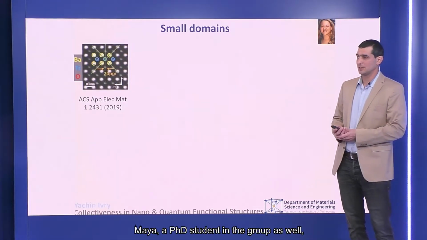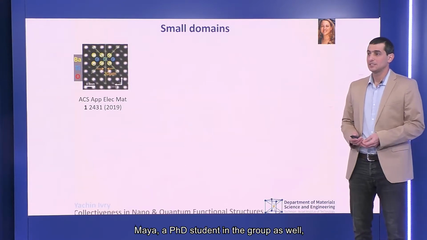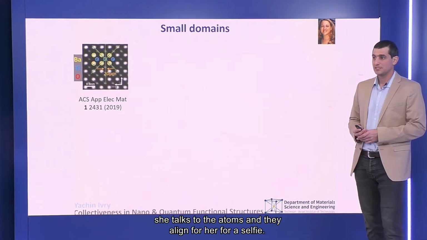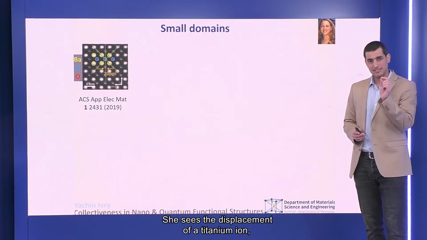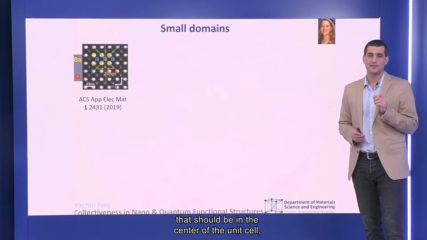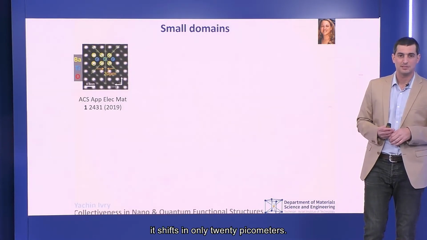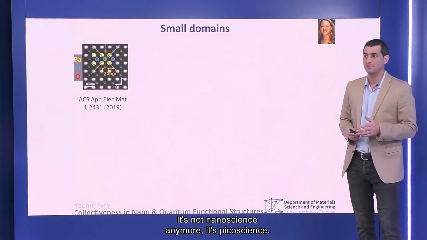Maya, a PhD student in the group as well, talks to the atoms and they align for her for a selfie. She sees the displacement of a titanium ion that should be in the center of the unit cell. It shifts by only 20 picometers. It's not nanoscience anymore, it's picoscience.